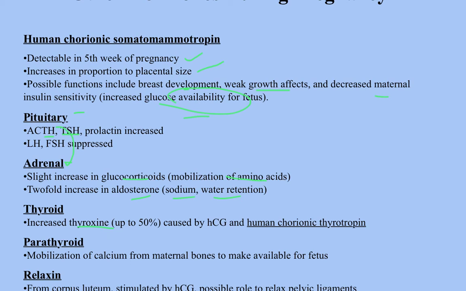As well as prolactin. And of course, prolactin is going to help stimulate milk production. Increase parathyroid hormone from the parathyroid glands. That's going to release calcium from maternal bones and make it available for the fetus. And relaxin. And that relaxin is what actually is stimulated by the HCG to help relax the sacroiliac joints as well as the symphysis pubis.